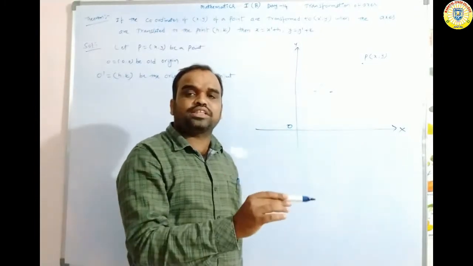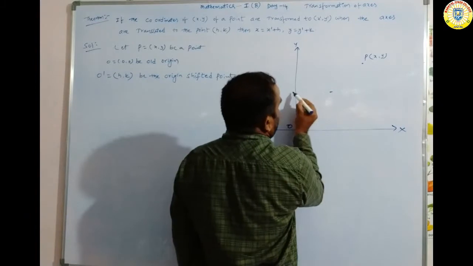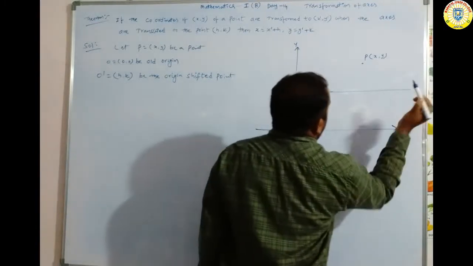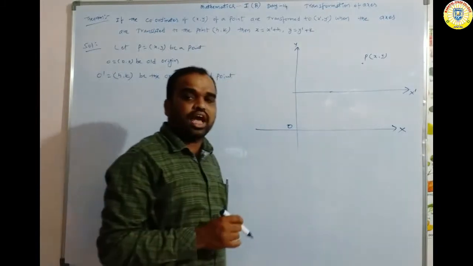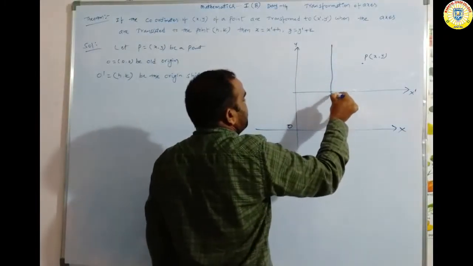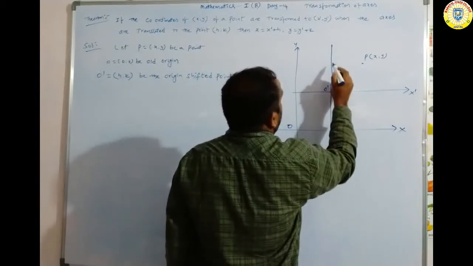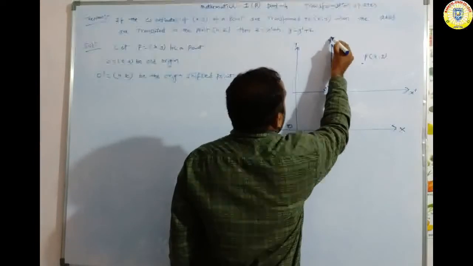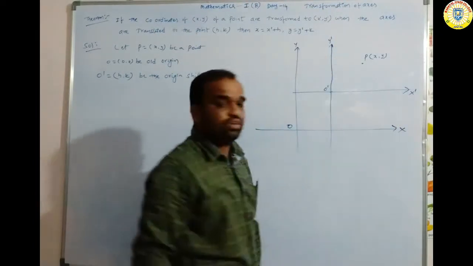The new x axis and new y axis are parallel to OX and parallel to OY. Now we are drawing this without changing the direction of the axes. Here, O dash is the new origin, and these are O dash X dash and O dash Y dash.